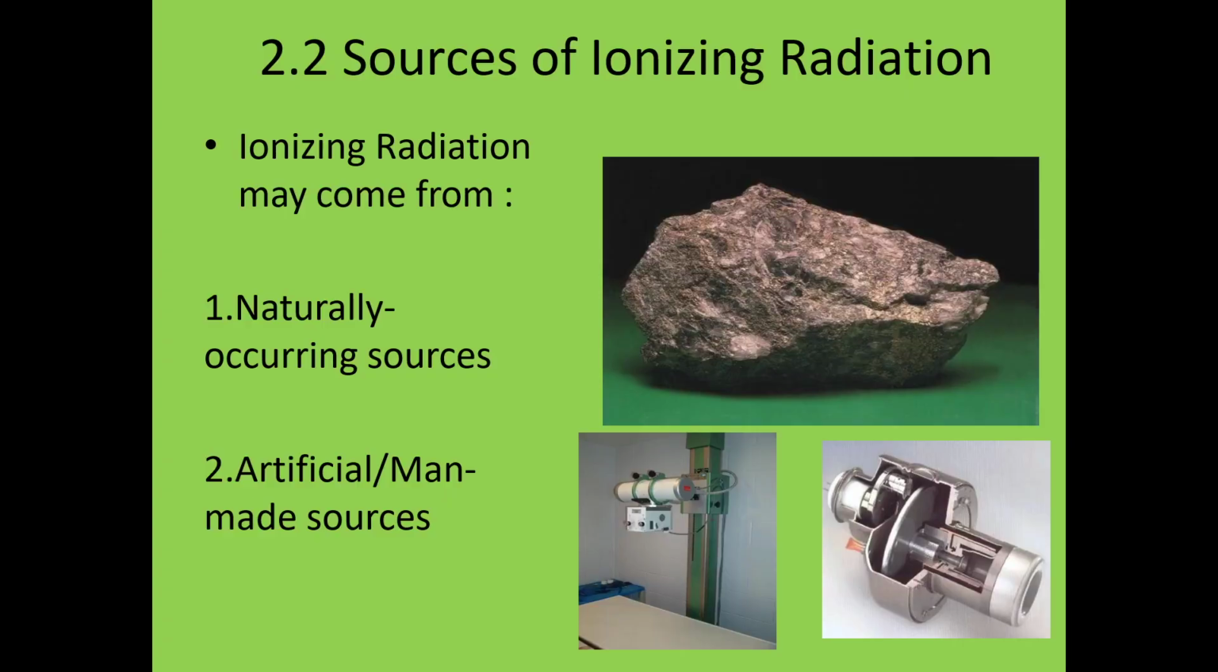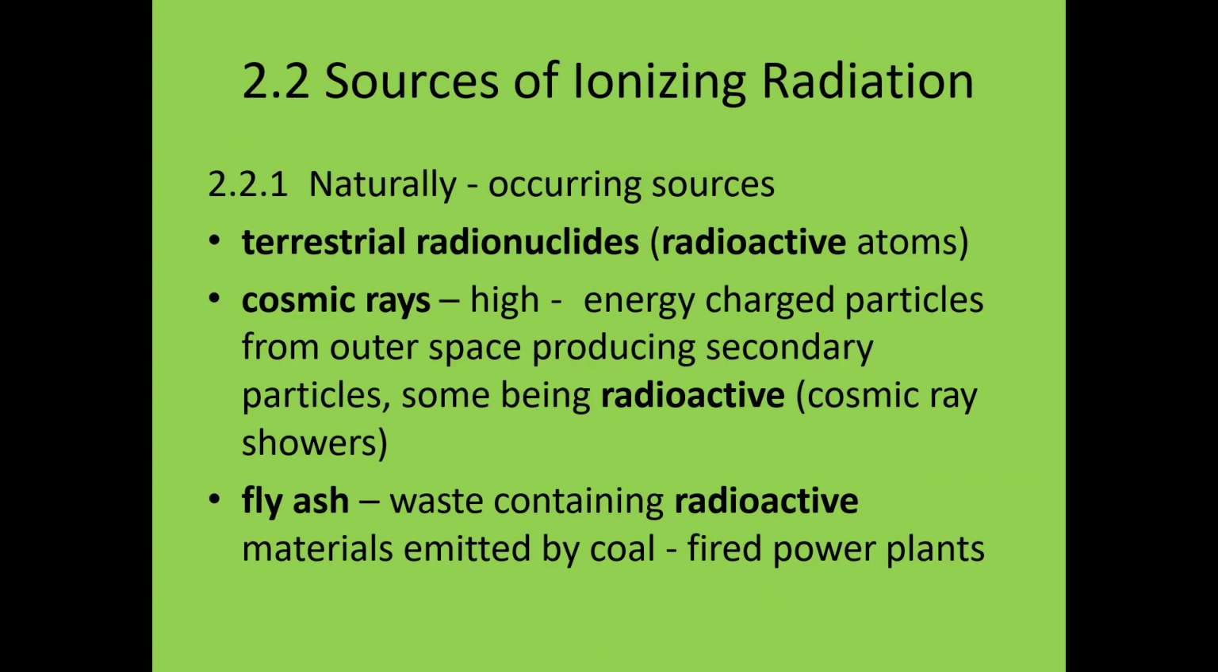So sources of ionizing radiation can either be naturally occurring or artificial or man-made sources. So naturally occurring sources includes terrestrial radionuclides. Okay, so when we say terrestrial, ito yung mga radioactive nuclides that are present in our soil, in the stones, in the rocks. Okay.